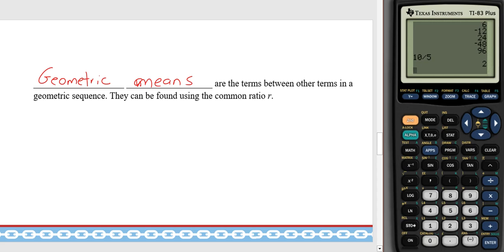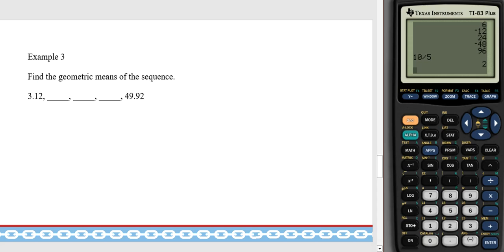Those are the terms between other terms in a sequence and can be found by using the common ratio r. So here we have an example. I have a first term of 3.12, 3 and 12 hundredths, and a last term of 49.92, 49 and 92 hundredths. What I'm going to do is divide to find that larger ratio. So I'm not at my common ratio yet, just this ratio to get from our first term to our last term. So first term times 16 is going to give me my last term.